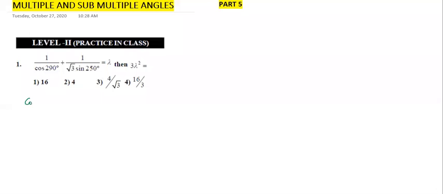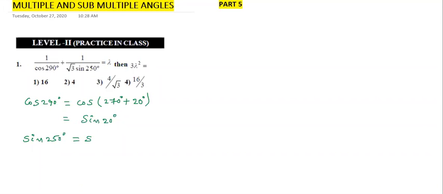What is cos 290? 290 we can write as 270 plus 20. 270 plus theta, which quadrant? Fourth quadrant. Cos is positive, but at 270 cos is going to change to sine 20 degrees. Now sine 250 degrees.